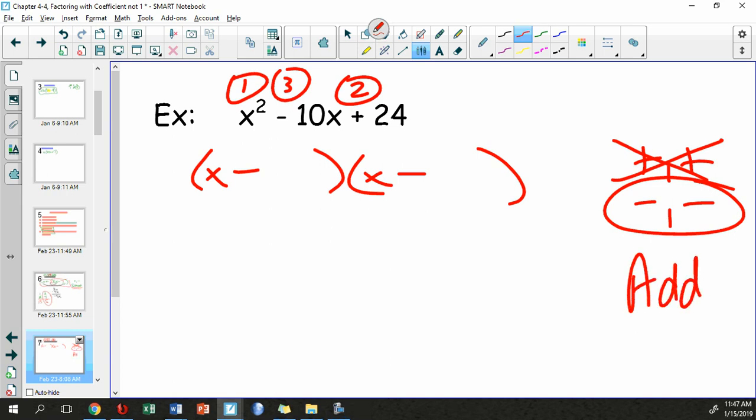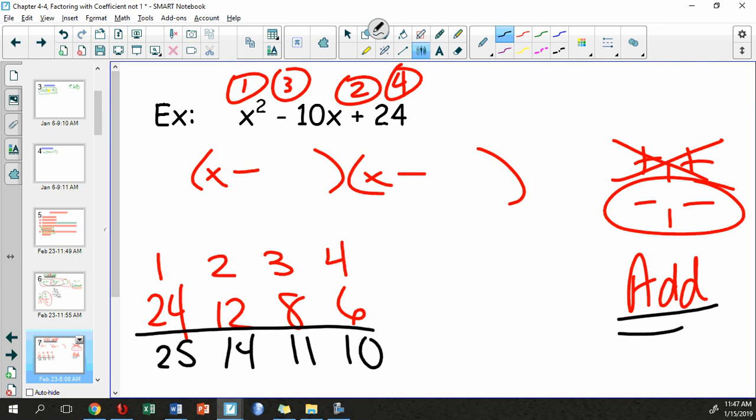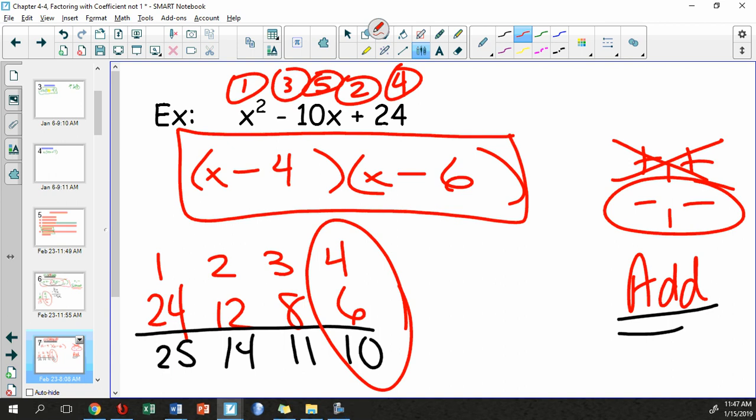Excellent job. So I need to find all of my factors of 24. 1 and 24, 2 and 12, 3 and 8, 4 and 6. And what did you say I was going to do with those factors? You said that we were going to add them. So that means I'm going to have 25, 14, 11, and 10. What am I wanting to achieve? I need a 10, which means I'm going to simply put in 4 and 6 because the signs are the same, and I am done with that. Correct?